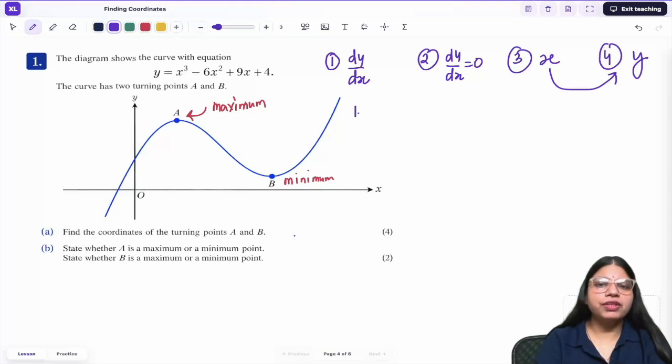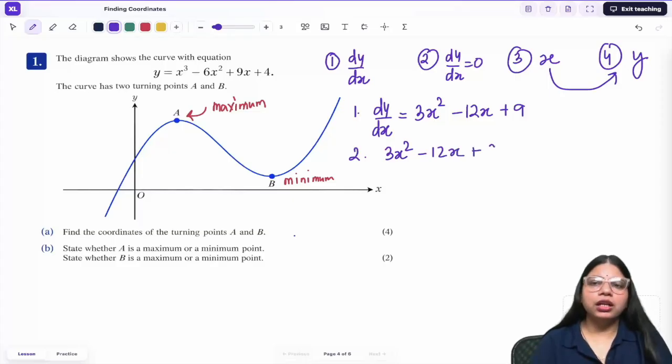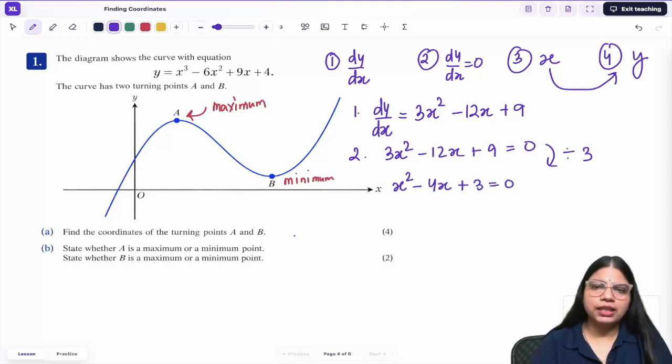Okay, so let's start with our first step. The first step is to differentiate this. So I'm differentiating. You pause the video and differentiate yours, and let's see if you're getting the same thing. So 3x squared minus 12x plus 9. Okay, step 2, let's make it equal to 0. Finding the value of x over here, I'm just simplifying, you follow your method and get the answer. So we will be getting (x minus 3)(x minus 1). That means the values are 3 and 1.